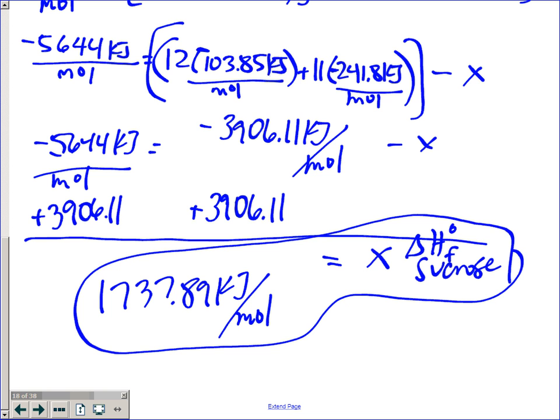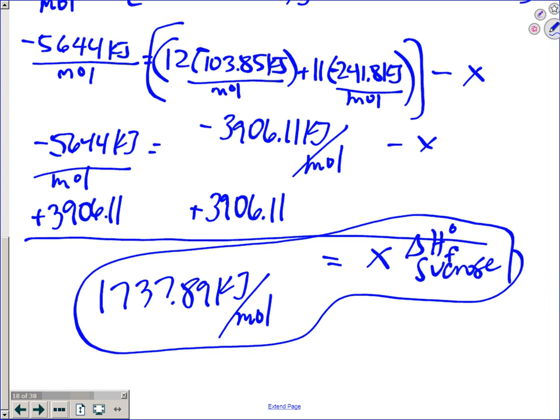If negative 5,644 kilojoules is the entire reaction chain, so it checks everything, what does this value mean? It means the energy that is either released or absorbed when you form 1 mole of that substance from its elements. That's what I just said.